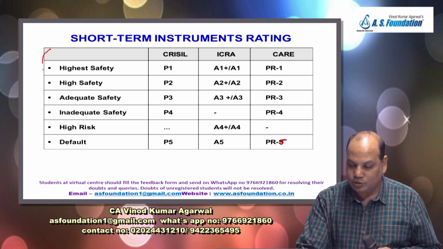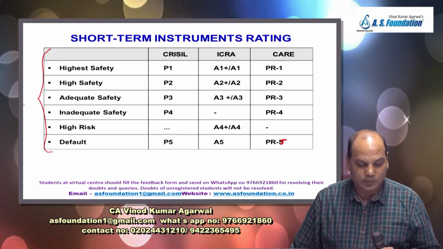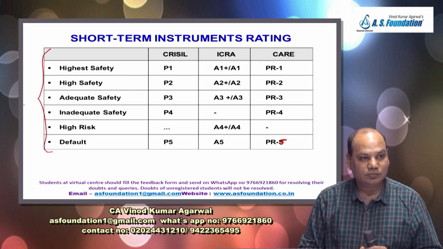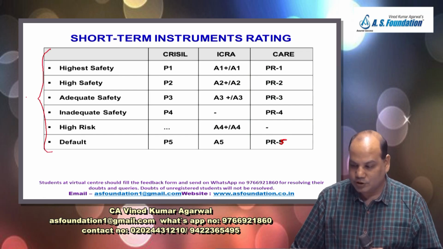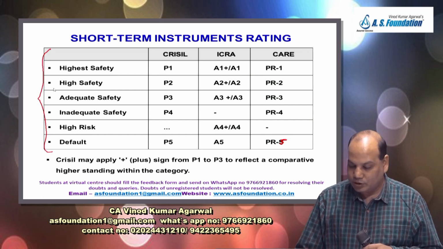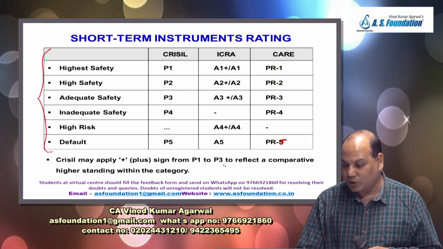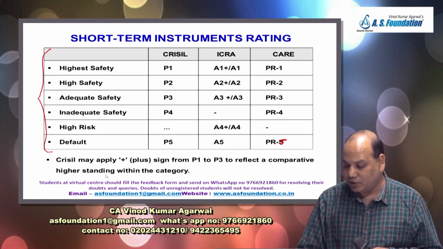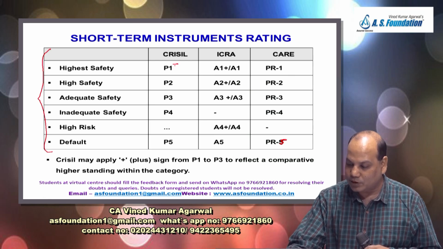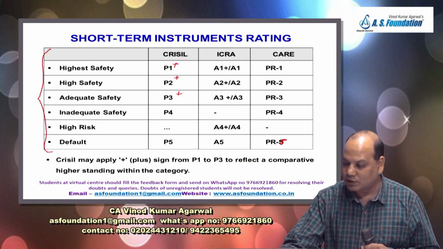This I have added in your notes in case they ask for short-term instrument. My purpose is that now you got a very good overview of how the rating is done. And of course, it will require a lot of understanding of the financial statements. CRISIL may apply plus sign from P1 to P3 to reflect a comparatively higher standing within the category. That means they can also give you P1 plus rating, P2 plus rating, or P3 plus rating. Doesn't matter, just like this company has done.